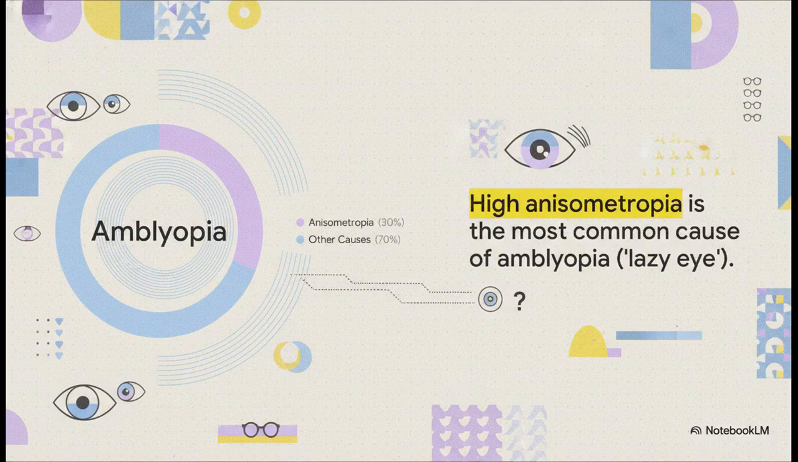And here's the crucial takeaway, the point I really want you to get. Anisometropia is the single most common cause of amblyopia. We're talking about it being responsible for a massive chunk, between 24 and 37% of all cases. This isn't some rare thing, it's a primary driver of a really serious vision development issue in kids.